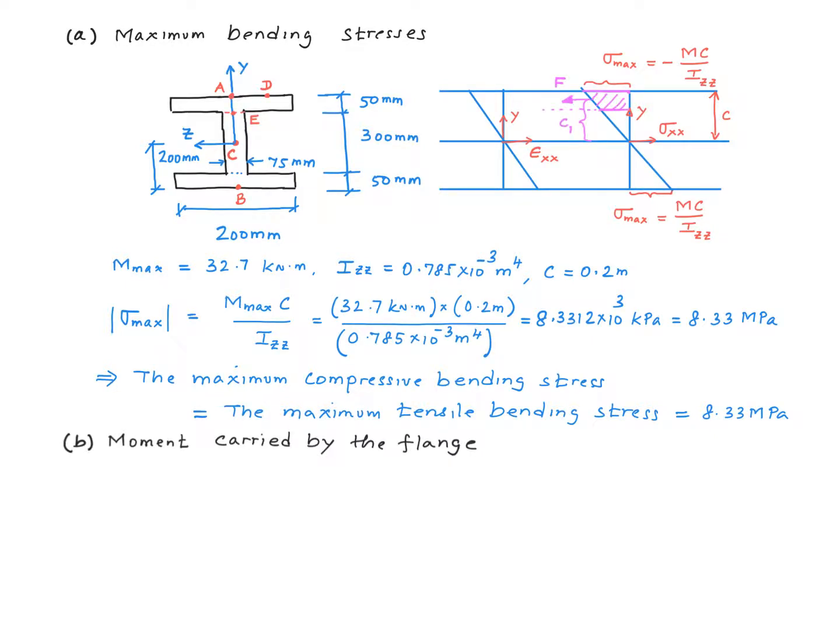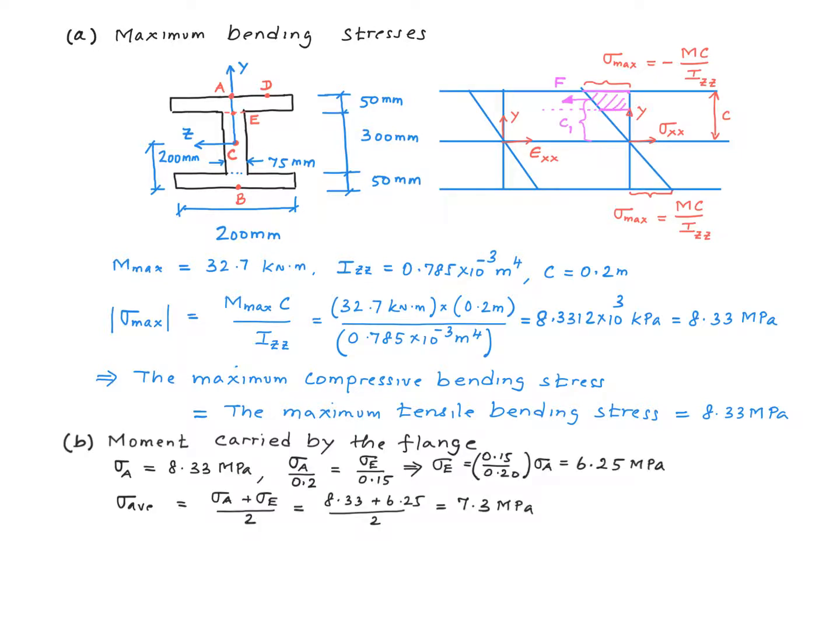Now let's work on the second part of the question, which is to find the fraction of the bending moment carried by the flanges, right? So why don't we take this top flange and see how much of the bending moment is carried by that flange. The stress at point A is what we just calculated, right, which is 8.33 megapascal. Now I want to go ahead and calculate the stress at point E. For that, I come over here to the stress distribution diagram, and I see this is the value of the stress at point E, right?